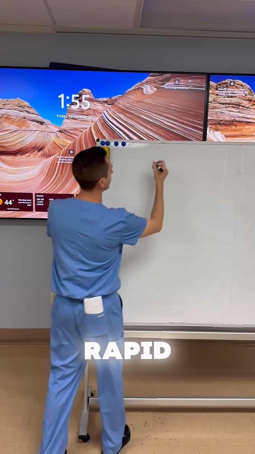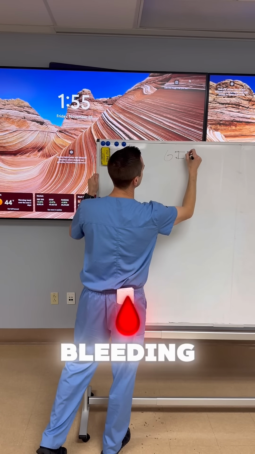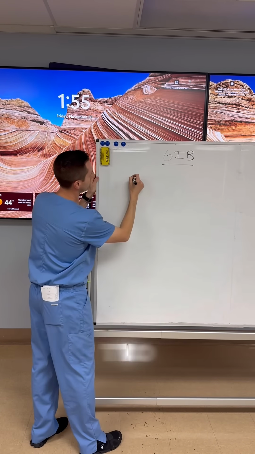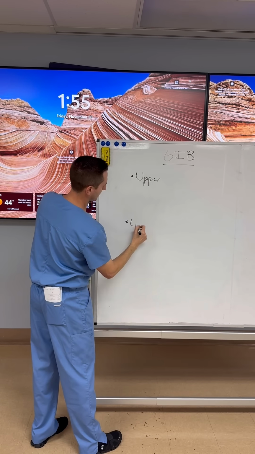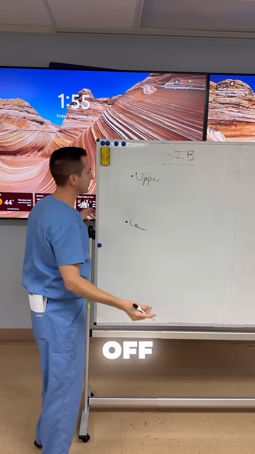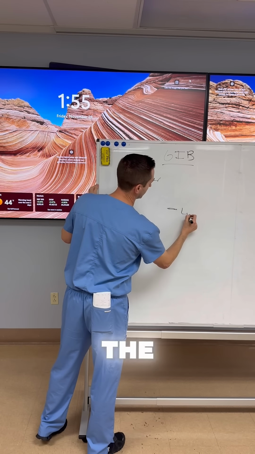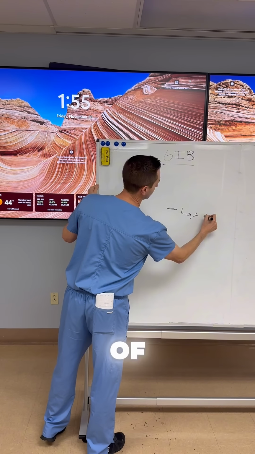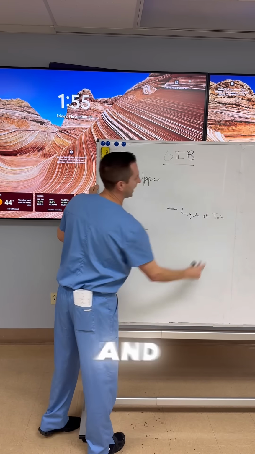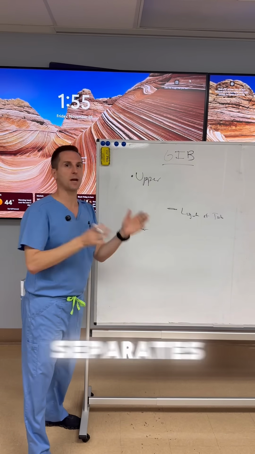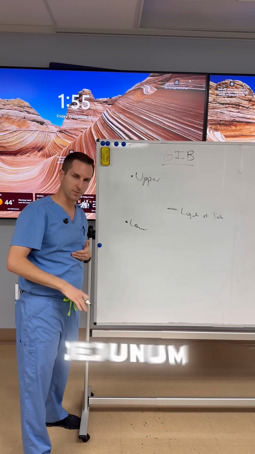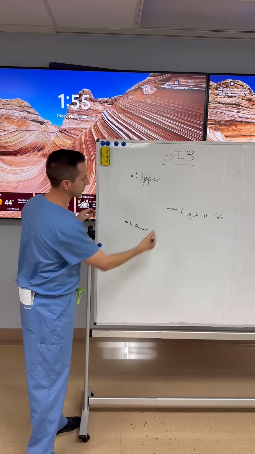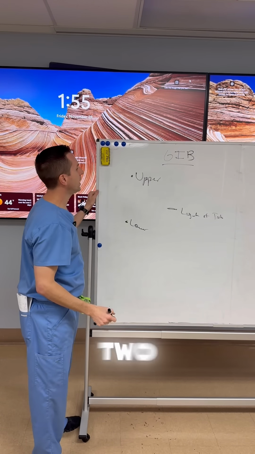Real quick, rapid fire GI bleeding, okay? So, two classifications, upper versus lower. Where's the cutoff? Well, the ligament of Treitz. And what does the ligament of Treitz do? Well, it separates your duodenum from the jejunum, terminal ileum, and large bowel. Okay, so this is separating the two.